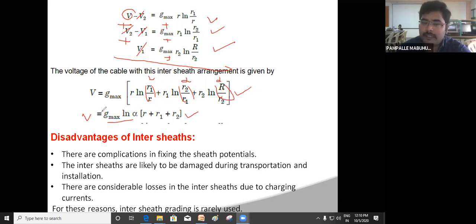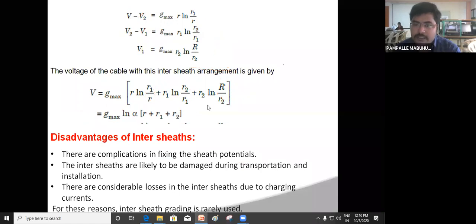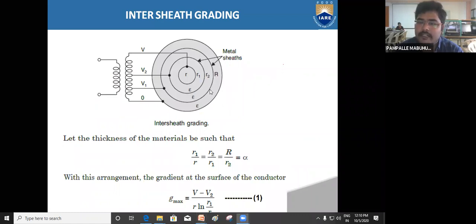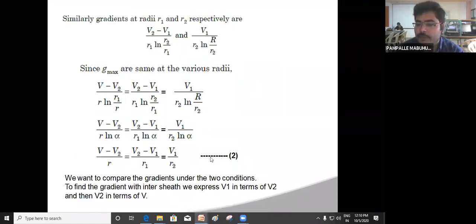But this intersheath grading will have some disadvantages. Here there is a complication in fixing the sheath potentials. As I said before, in intersheath grading, if you use the intersheaths, each intersheath will be maintained at some potential or voltage. To fix those potentials, V1, V2, V, there will be complications in setting these values.